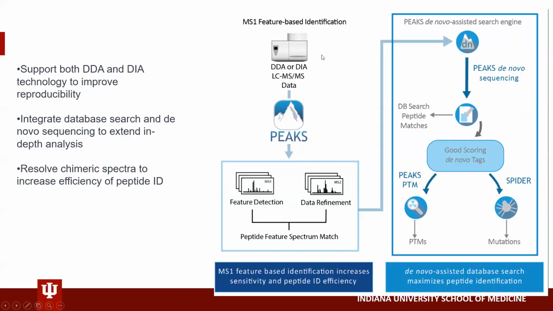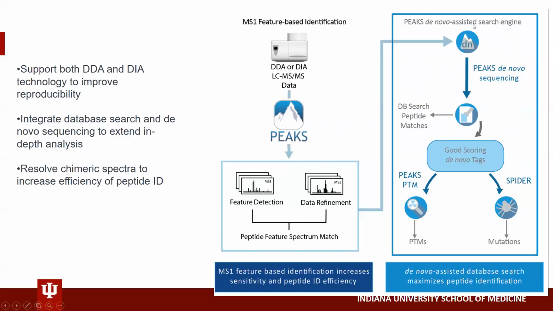And so you can see here, this is the data flow where you have MS1 feature-based identification. That's where I was talking about it looks for a retention time peak, so whether something is an actual feature that exists and is coming off a column as a peak. You put it in Peaks, and you have your feature data detection, data refinement, and your feature spectrum match. And so this will create this feature file. So this is what Peaks is doing when it's loading your data.